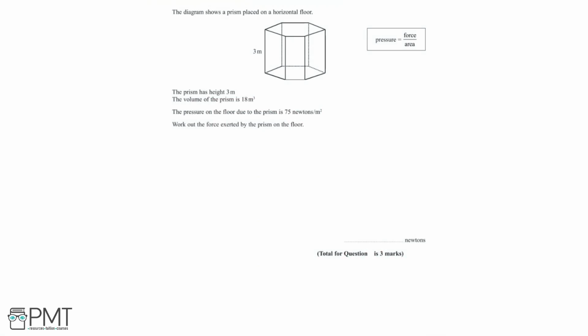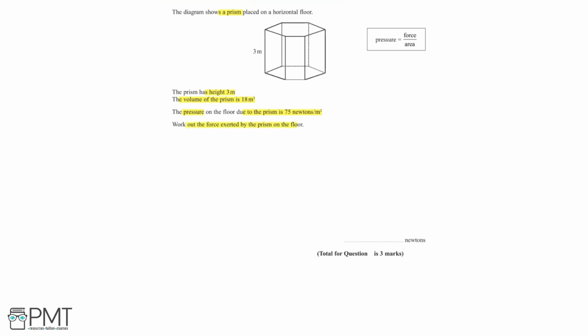In this question, we're given a diagram which shows a prism placed on a horizontal floor. Now the prism has a height of 3 meters, and the volume of the prism is 18 meters cubed. The pressure on the floor due to the prism is 75 newtons per meter squared, and we need to work out the force exerted by the prism on the floor.